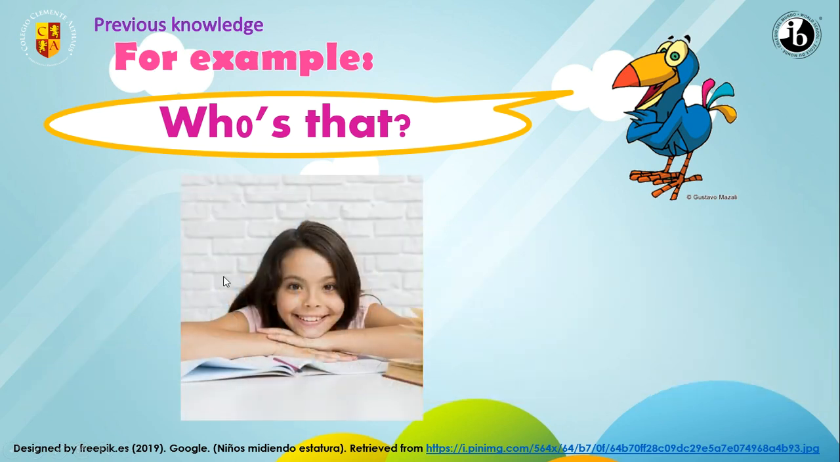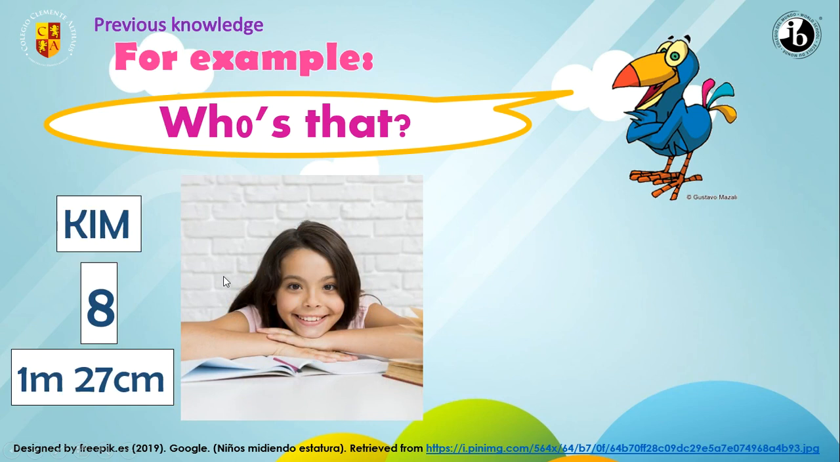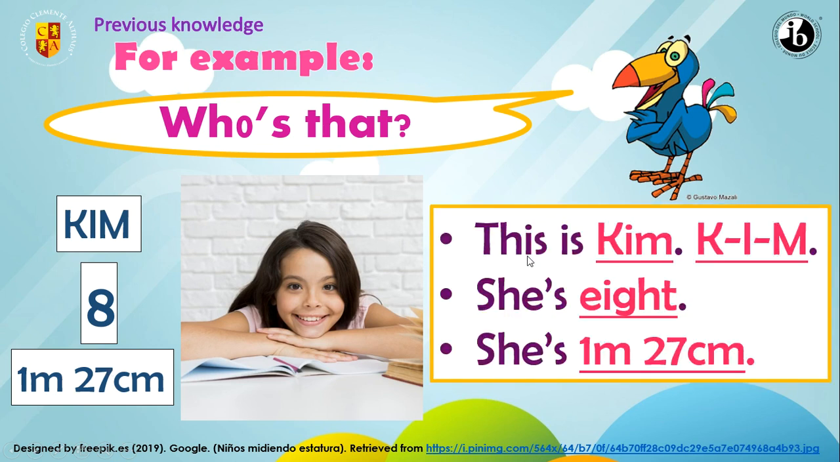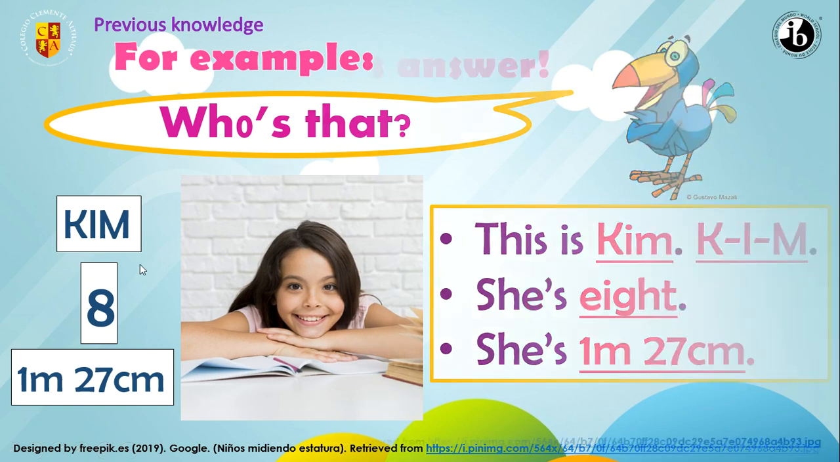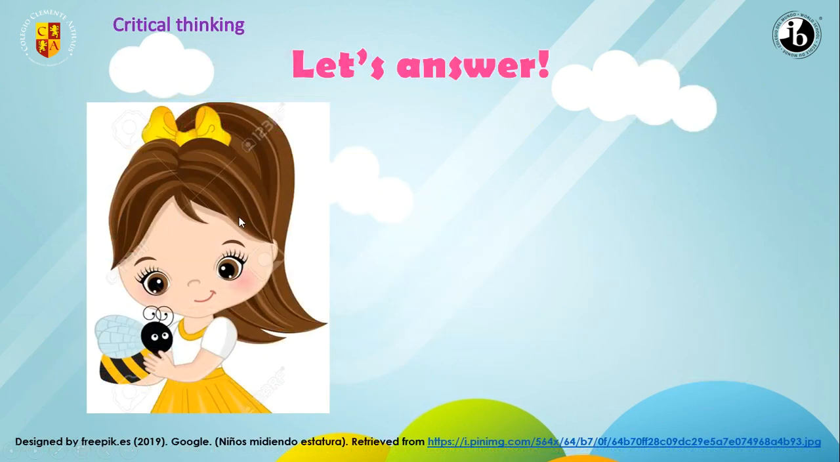Next, who's that? Kim, 8 years, 1 meter 27. So we're going to introduce her, okay? This is Kim, K-I-M. She's 8. She's 1 meter 27. Okay? Okay, guys, so that is what you have to do. You have to do that in your notebook, okay?